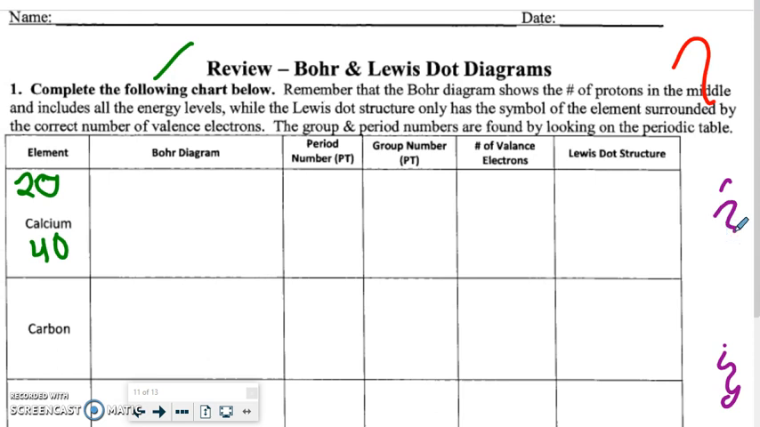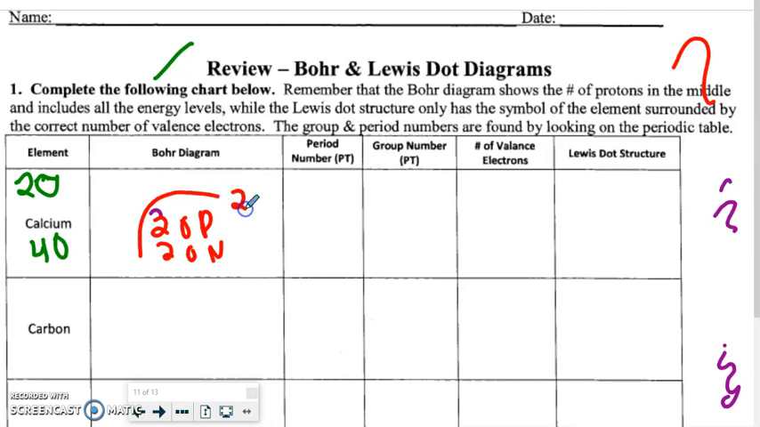All right, let's try this pen thing again. So if I do a picture of a calcium atom here, it's going to have 20 protons in the middle, and it's also going to have 20 neutrons because it has a mass of 20.